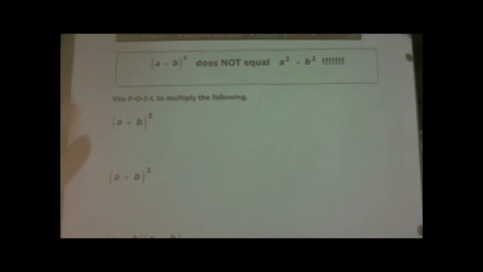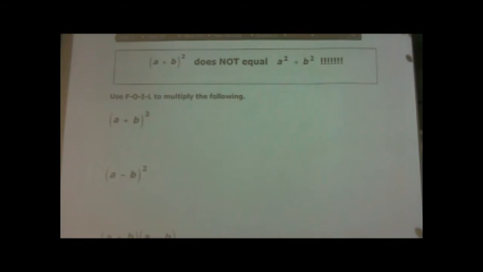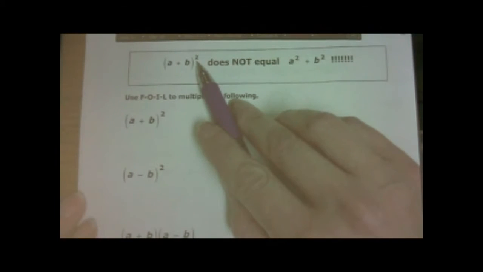Now, I want to turn to the next page because I want to show you a very common mistake students make. And this has already come up in some of the other problems where we should have FOILed and did not necessarily do that. And that is this. When you have a binomial, and that binomial is squared, it doesn't mean square this and square this. So this does not equal a squared plus b squared. It does not. All right? You have to FOIL this.